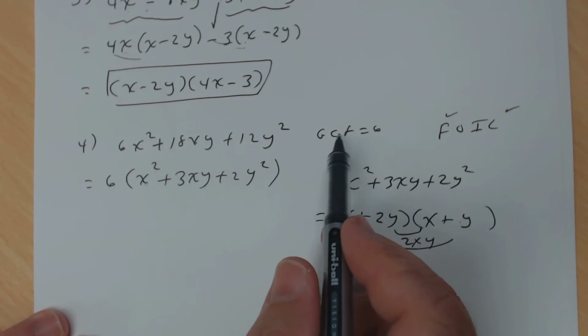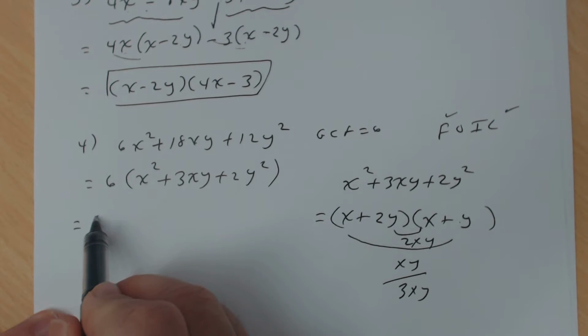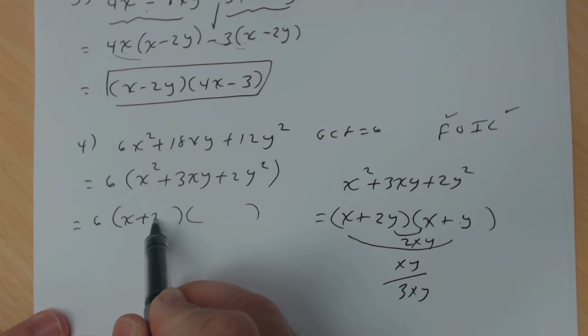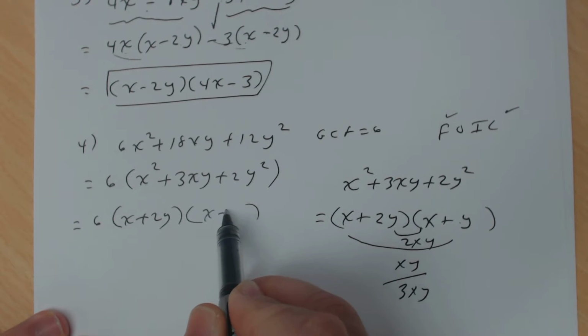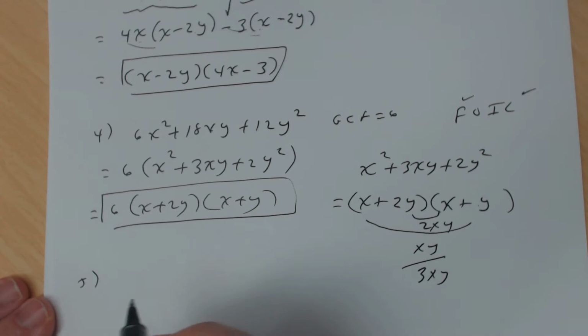But then remember, though, the GCF was 6. I'm trying to factor this. The GCF was 6. So it's going to be 6 times these 2 binomials: x plus 2y times x plus y. All right, number 5.